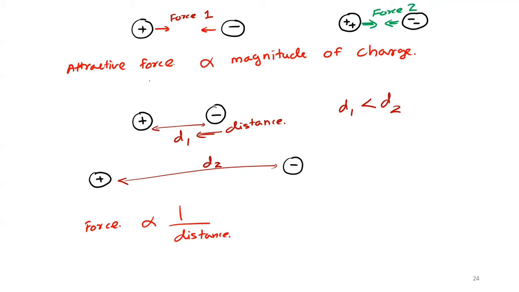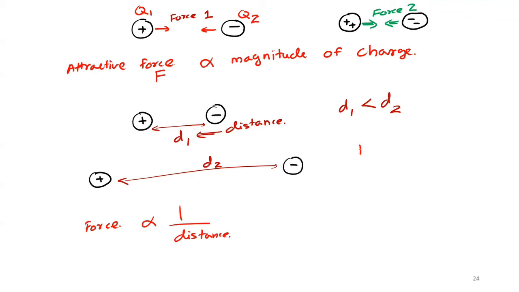The force is directly proportional to the magnitude of the charge, but the force is inversely proportional to the distance. Now I'm going to plug in some symbols. For the force, I would just use F, and for the magnitude of the charge, I would just use Q. I would call this Q1 and the other one Q2. And for the distance, I have the symbol D.